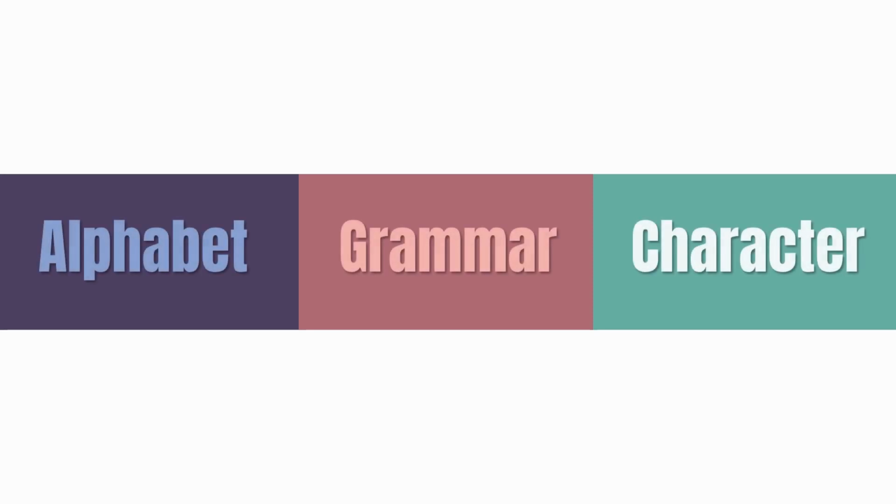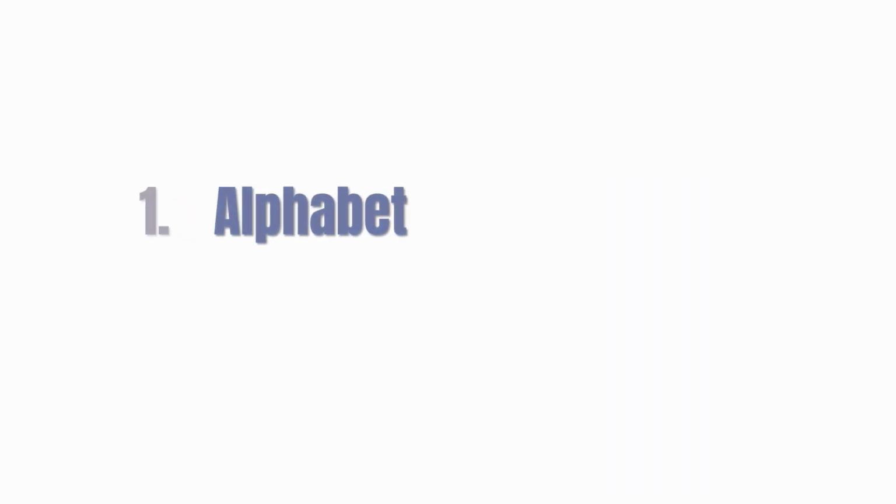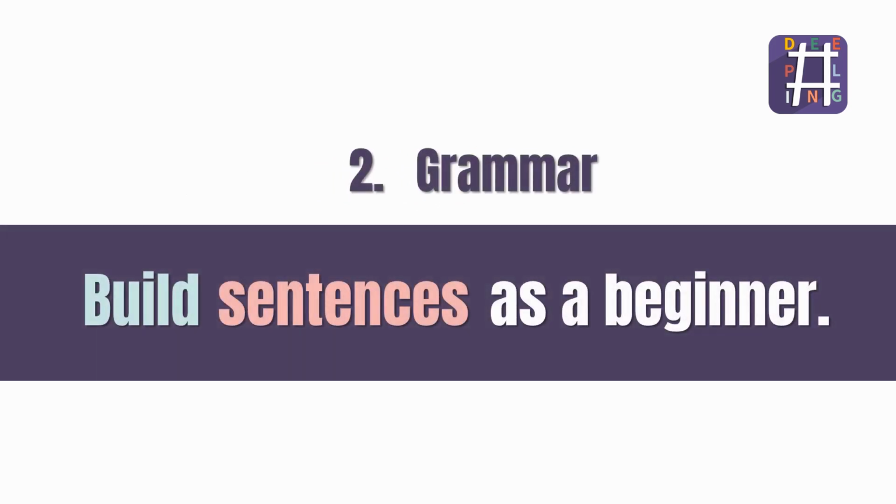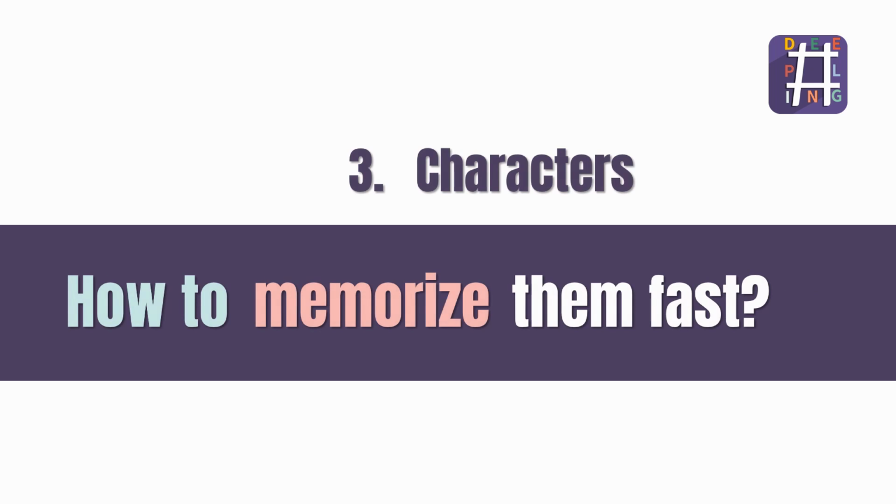Now let's get back to the 3 parts that make up a language. This video breaks Chinese into 3 parts. 1. The alphabet: how to document Chinese as a beginner fast. 2. Grammar: how to build sentences in Chinese as a beginner fast. And 3. The characters: how to remember as many Chinese characters as possible, as fast as possible. Now let's finally get started with how to learn Chinese properly.